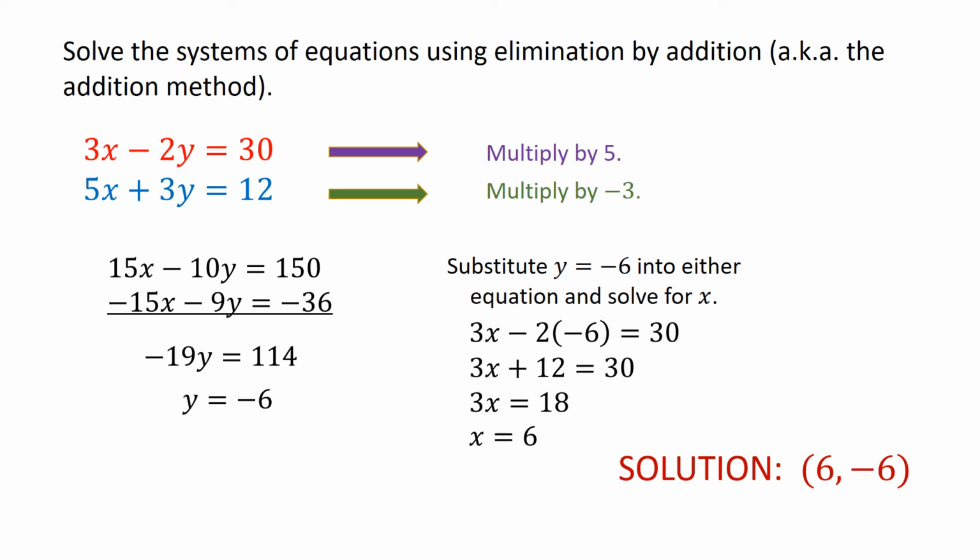And if this is my solution, I should be able to take 6 for x and negative 6 for y, enter those into both equations, and have a true statement. 30 equals 30 and 12 equals 12.